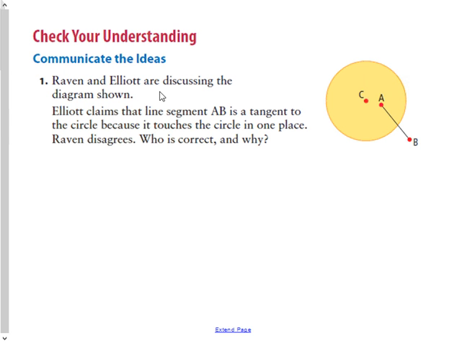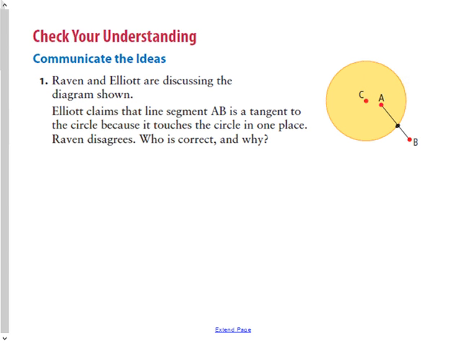Okay, this is our final unit on circle geometry. It's 10.3 and has to do with tangents to circles. The first question in our assignment says, Raven and Elliot are discussing the diagram shown. Elliot claims the line AB is tangent to the circle because it touches the circle in one place, which of course, right there would be where it touches the circle. But Raven disagrees. Who is correct and why?